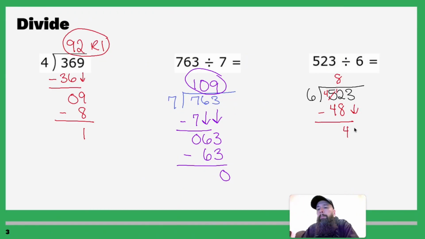Drop down the 3. And then you ask yourself, 6 times what gets us to 43? 6 goes into 43 how many times? Well, that would be 7.